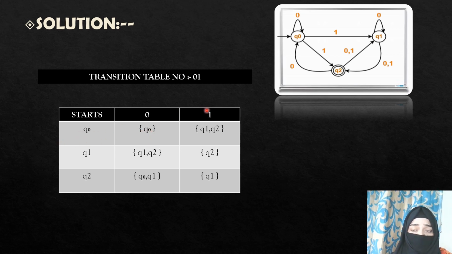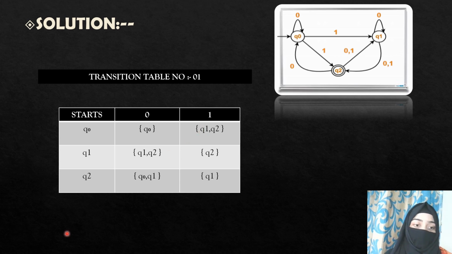Q0 with respect to 1 is moving to Q1, and also you can see there is one more arrow which is moving to Q2. So basically one input is moving to two different states. We are going to write Q1 and Q2 in this box. With respect to 1, Q0 is moving to Q1 and Q2 because it is moving to two different states.